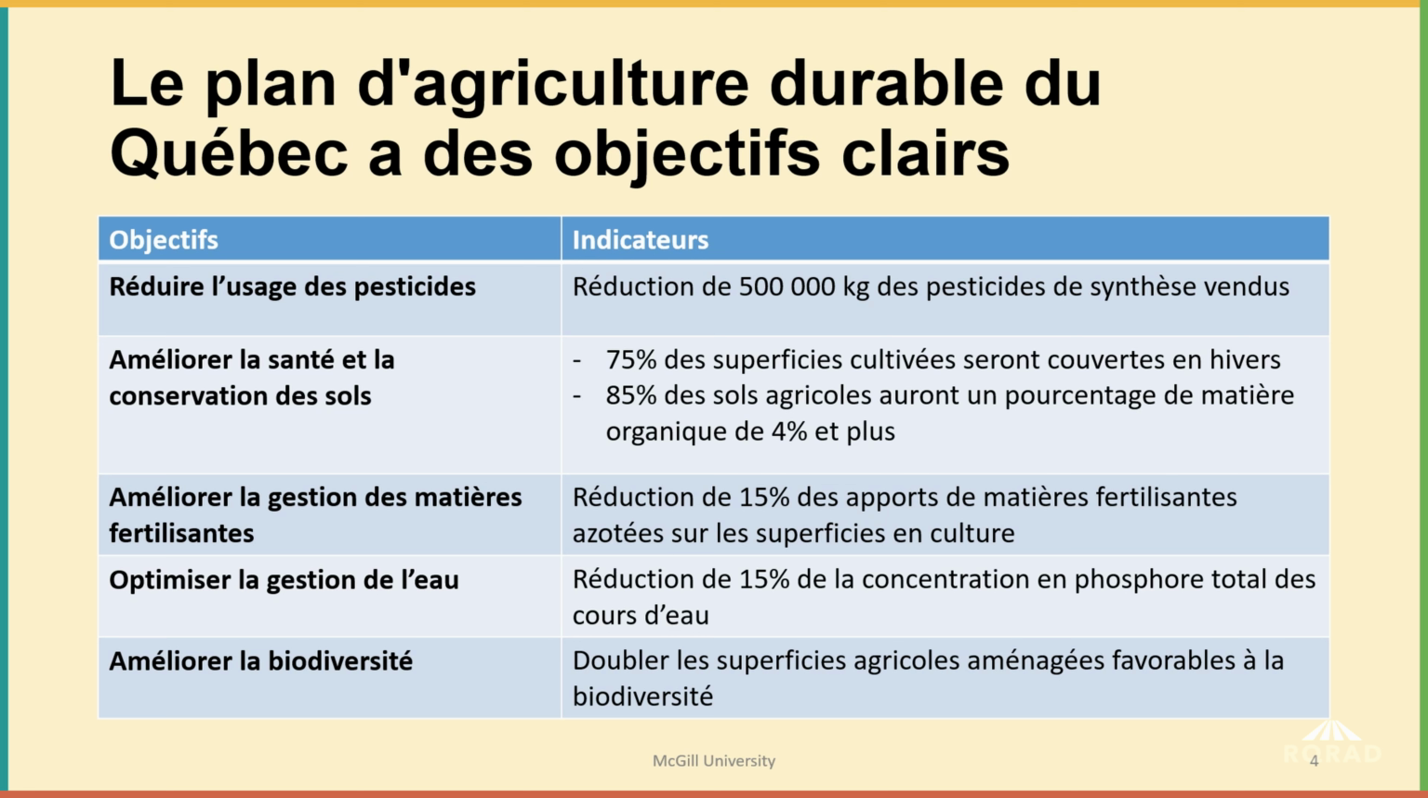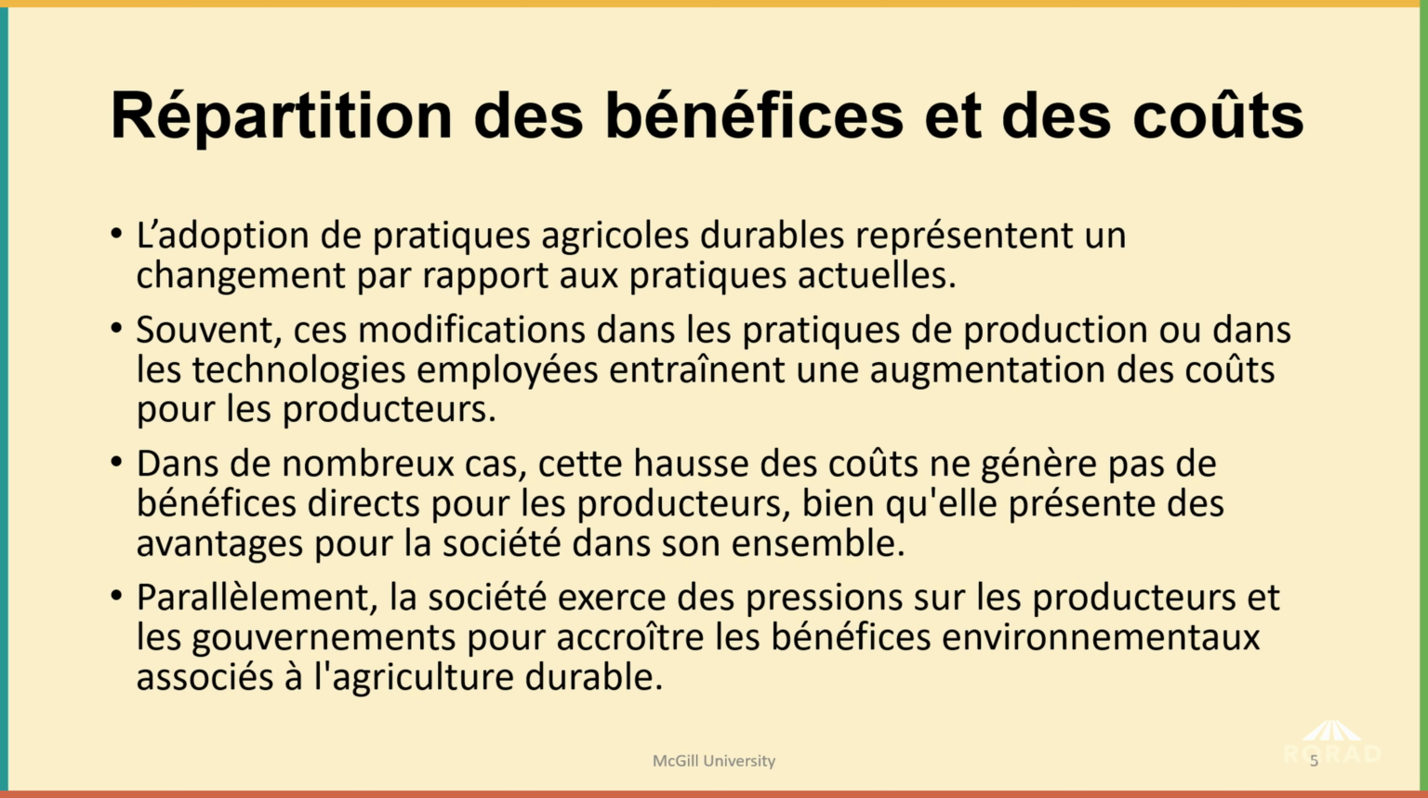We want to improve soil health. Again, this is really important. So we want 75% of cultivated areas in either winter cover crops or crop residue. And this again builds into soil health and builds in resilience. And we want to increase the amount of organic matter within our agricultural soils. Again, it's important. We want to reduce the amount of nitrogen fertilizer that we're using. We want to look at improving water management. We want a 15% reduction in phosphorus concentration in watercourses, and we want to improve our biodiversity. Again, all of these things will build resilience into our agricultural systems.